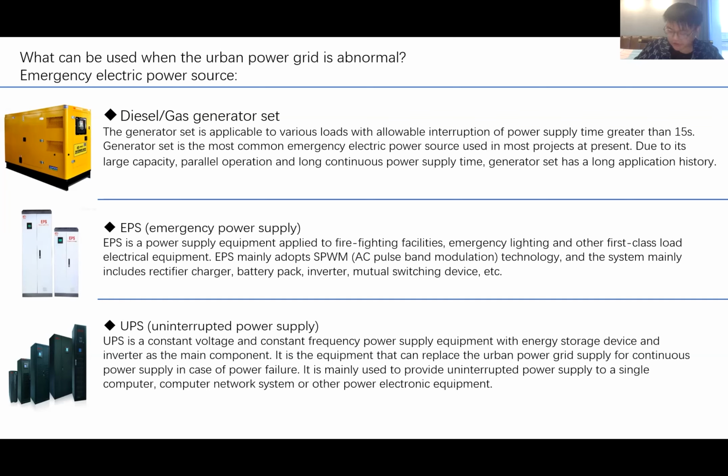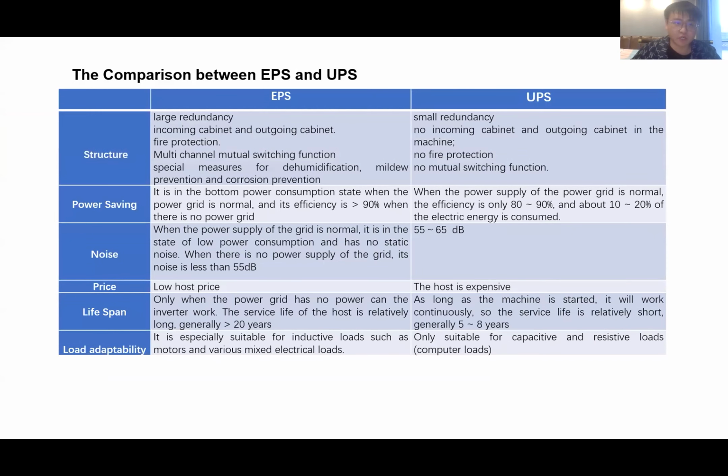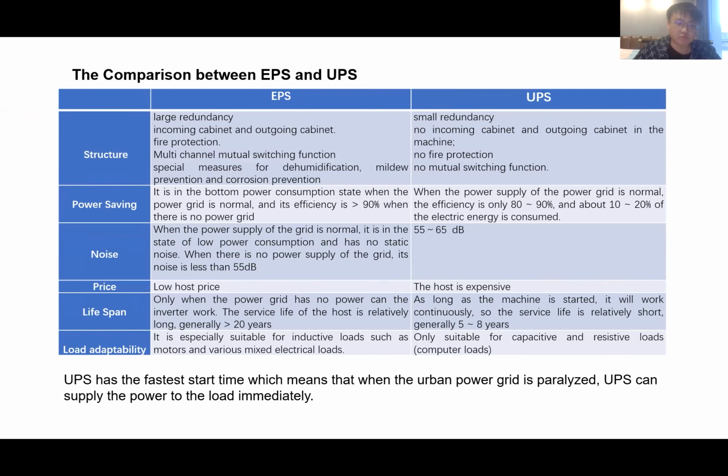To know better about the advantages and disadvantages of these three different emergency electric power sources, I will introduce them through the comparison among them. The table shown in the PowerPoint is the comparison between EPS and UPS. It is obvious that EPS is better than UPS at many aspects, such as structure, power saving, and so on. However, UPS has the fastest start time, which means that when the urban power grid is paralyzed, UPS can supply the power to the load immediately.